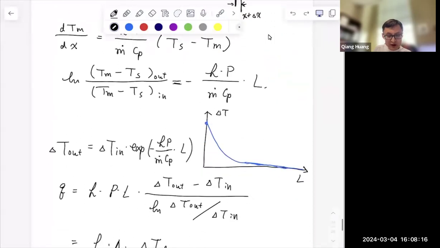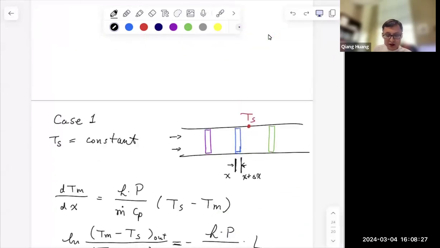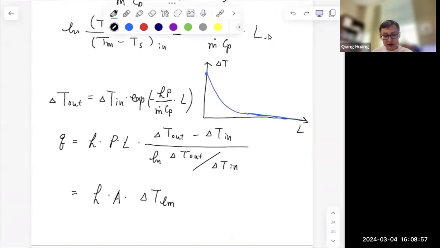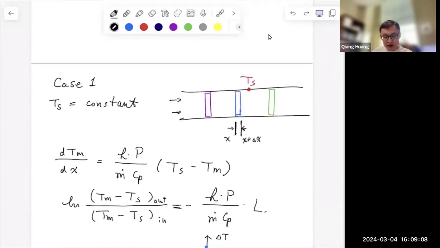After we solve this differential equation, we get an exponential decay of the delta temperature between the surface of the pipe and the flow. Because of the heat transfer from the surface to the flow, the mean temperature of the fluid is increasing from purple to blue to green. Therefore, the delta temperature, Ts minus Tm, becomes smaller and smaller, so the heat transfer gets slower and slower. Eventually it reaches zero, which means the fluid temperature reaches the surface temperature and there is no more heat exchange.